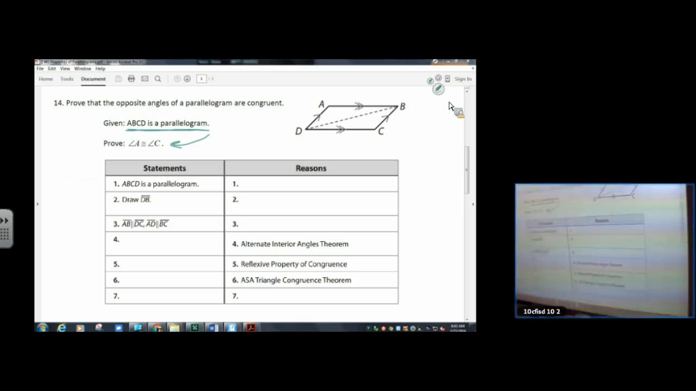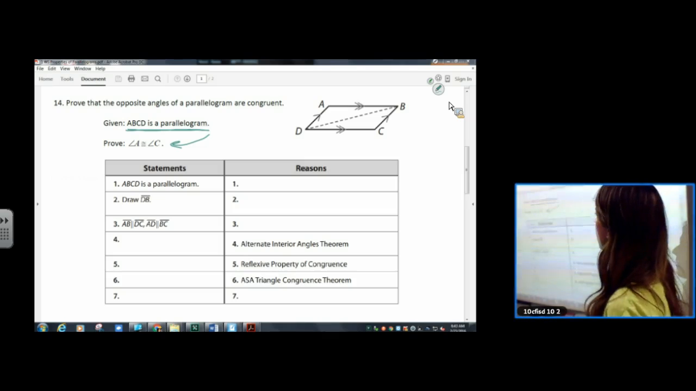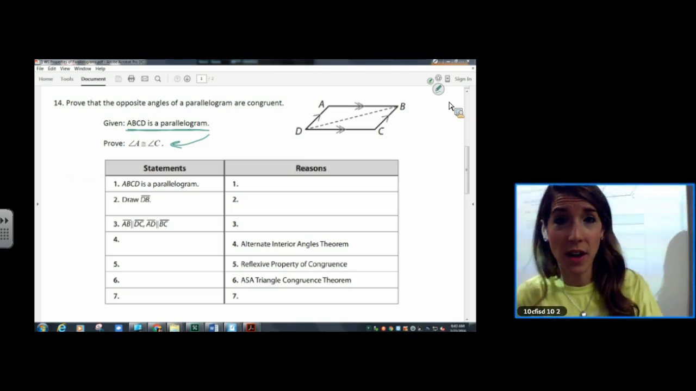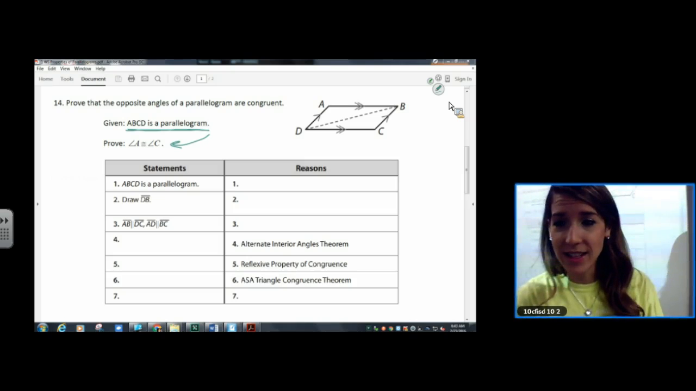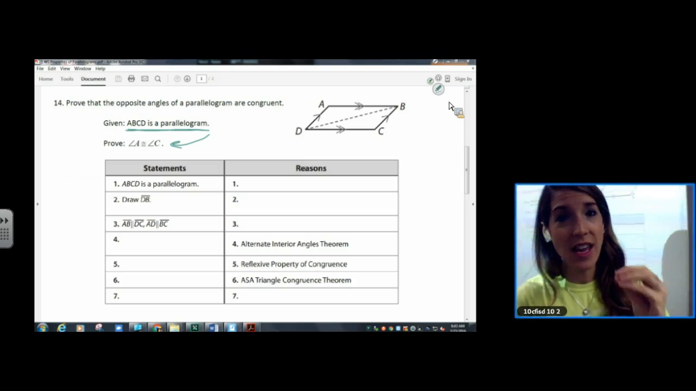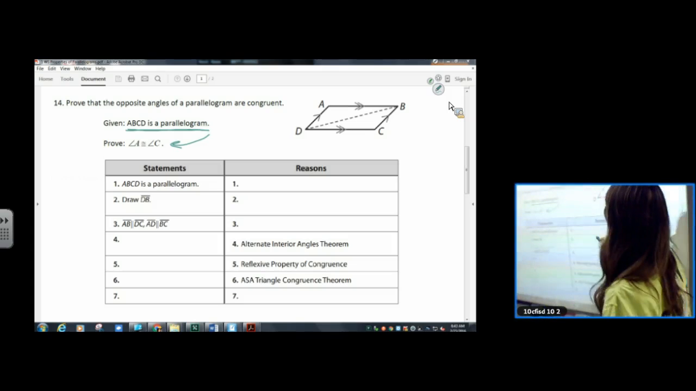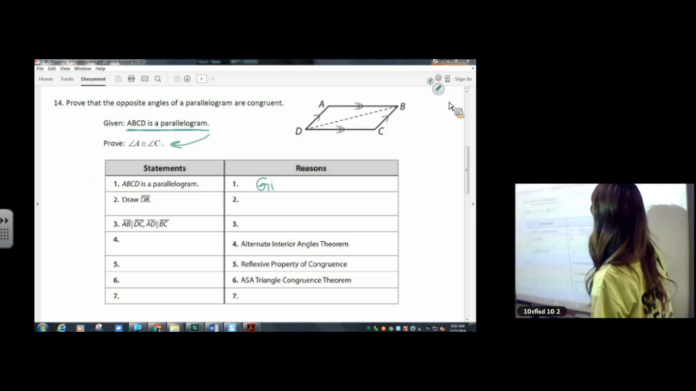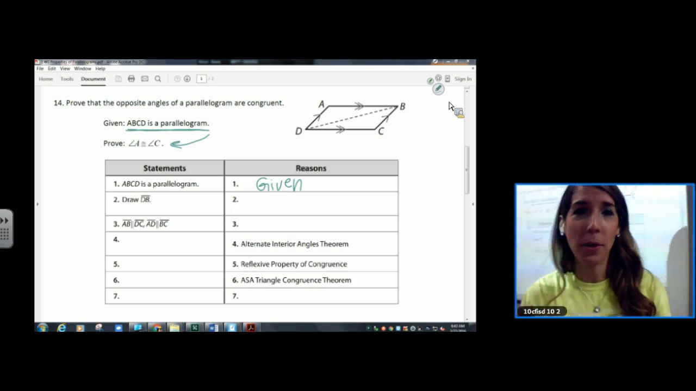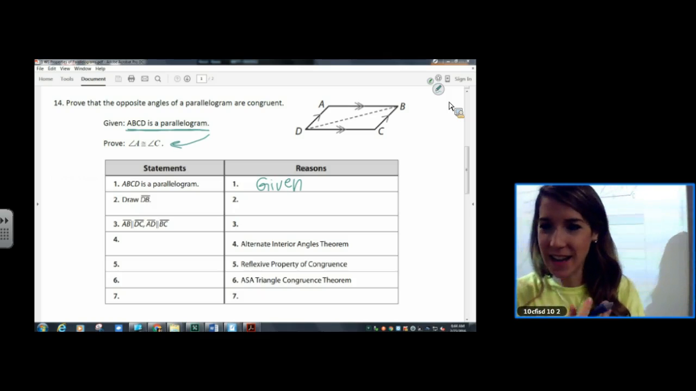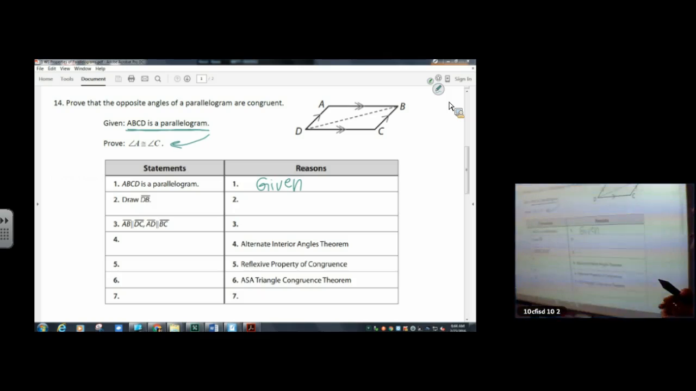All right, so we start with a statement. ABCD is a parallelogram. You should never miss this one on a homework, a quiz, or a test. When the given is written down in the proof, your reason is always given. You don't have to cite anything else. Don't make up a property you've never heard of before. Just write given.